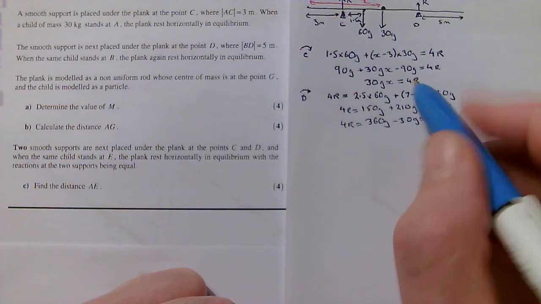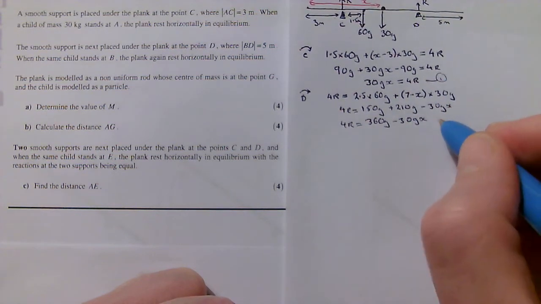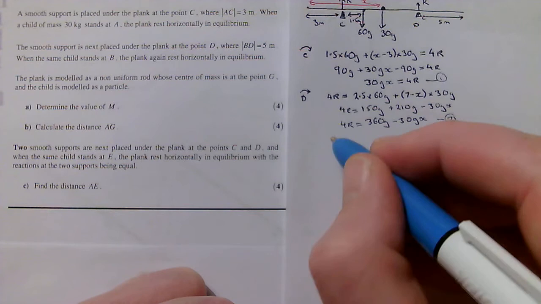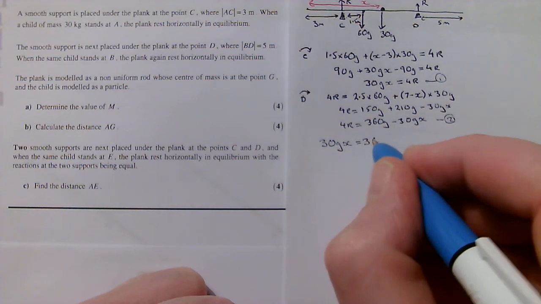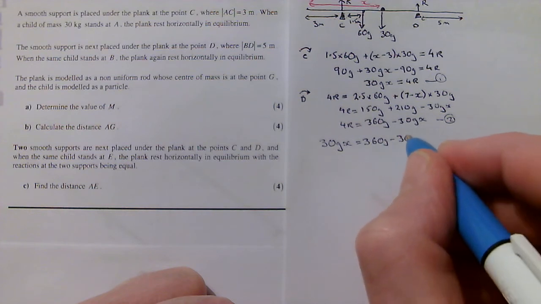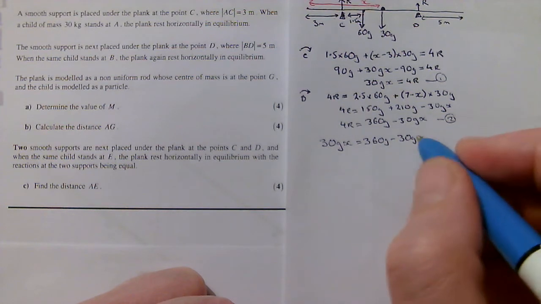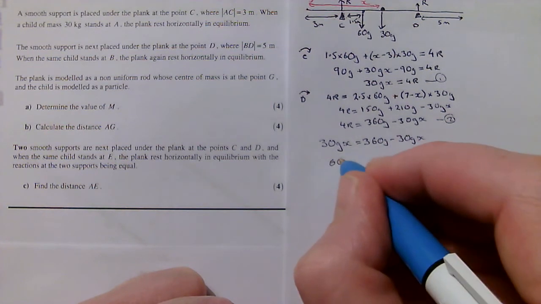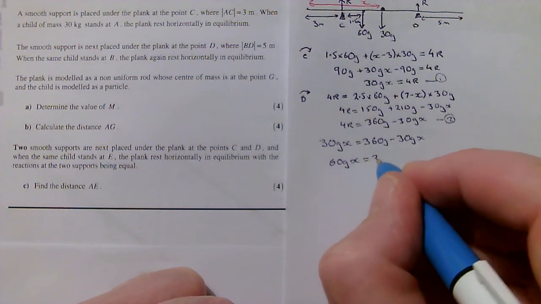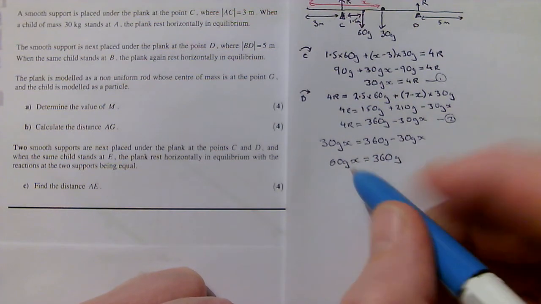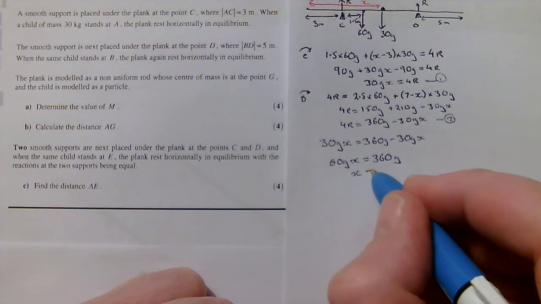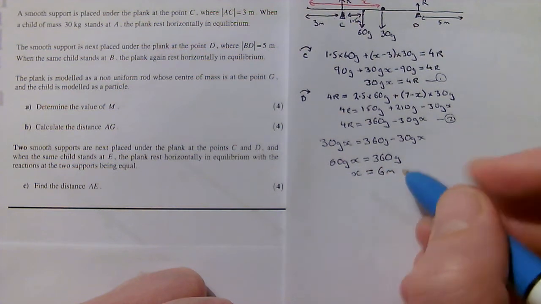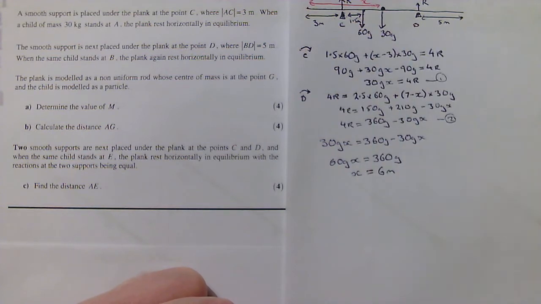I can now equate my equation 1 and equation 2. They're both equal to 4r, so I can say 30gx equals 360g minus 30gx. Bring the 30gx to the other side gives me 60gx equals 360g. Divide both sides by 60, divide both sides by g gives me x equals 6 metres. So the distance AE is 6 metres. Well done.